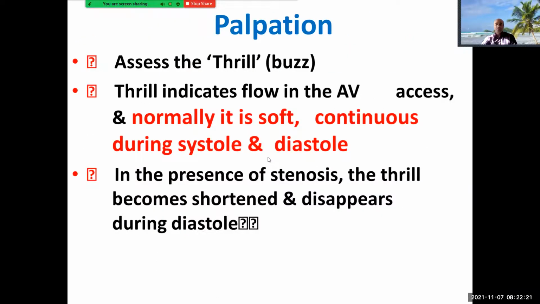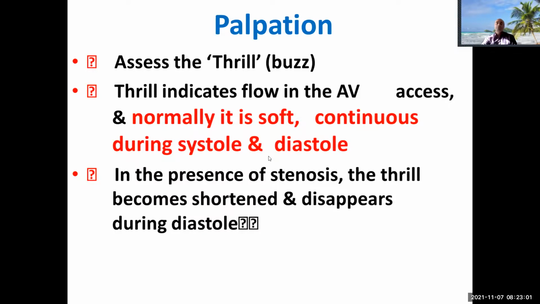You will palpate the thrill by just putting the palm of your hand on the body of the AV fistula, and you will feel the thrill. Normally it feels soft and continuous, during both systole and diastole. In the presence of stenosis, the thrill becomes short and disappears during diastole. You will feel it, maybe you will see it, and with a musical sound, just not continuous, like on the other side, as we will see.